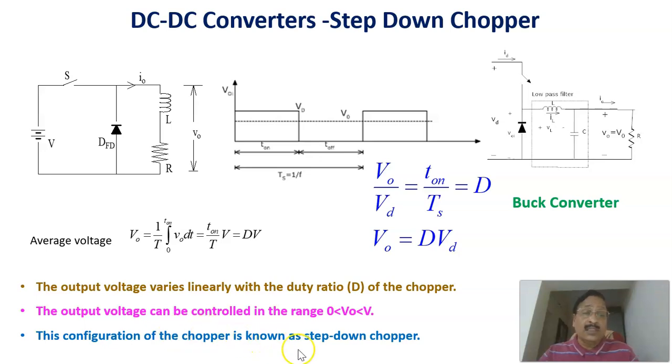This configuration of the chopper is also known as a step down chopper, or as a converter we call it a buck converter or step down converter, that steps down the input voltage to an output voltage given by the relation V0 equal to D times VD. So that is a DC to DC converter: step down chopper, step down converter, or buck converter, the same topology.